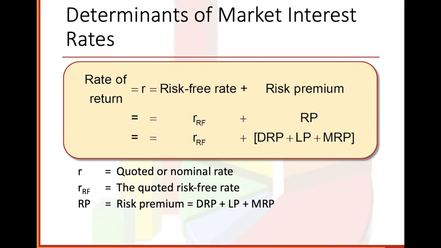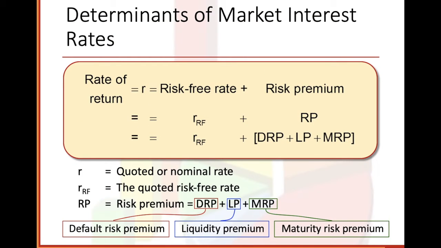So determinants of market interest rates: rate of return equals R, which equals risk-free rate plus risk premium. So our risk-free rate plus our DRP, default risk premium, plus our liquidity premium, plus our maturity risk premium. It's spelled out right down here at the bottom. So that's what it looks like.